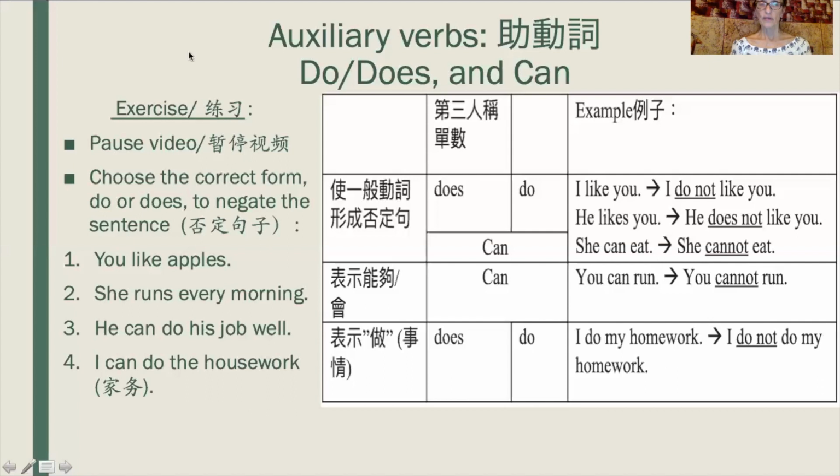And over here is another exercise. I'm going to ask you to again pause the video, 暂停视频一下, and choose the correct form of the verb for these sentences. You like apples. What's the negative, like we were doing over here? She runs every morning. What's the negative? He can do his job well. I can do the housework. So pause the video. I'll wait a few moments for you to do it. But pause the video so you actually take some time to think it through.